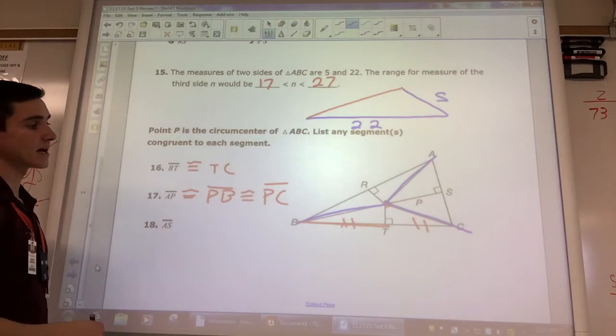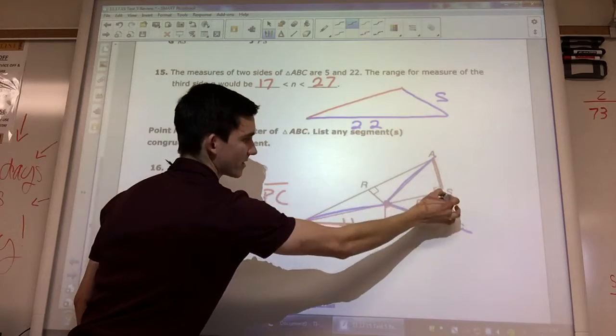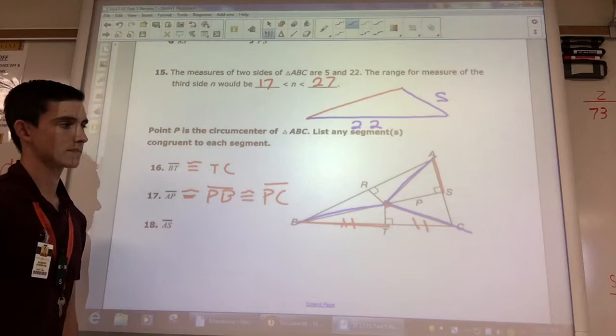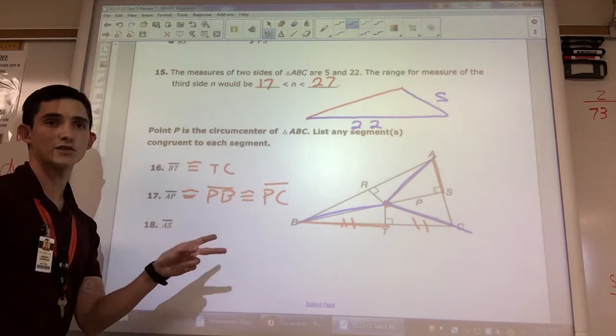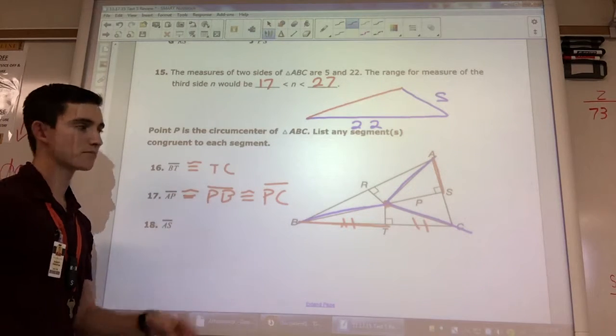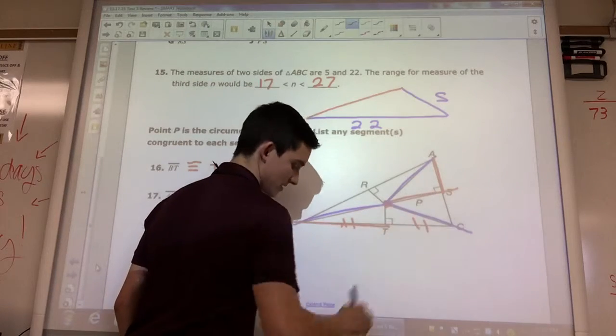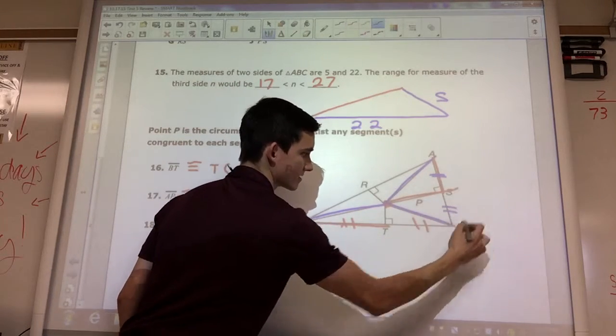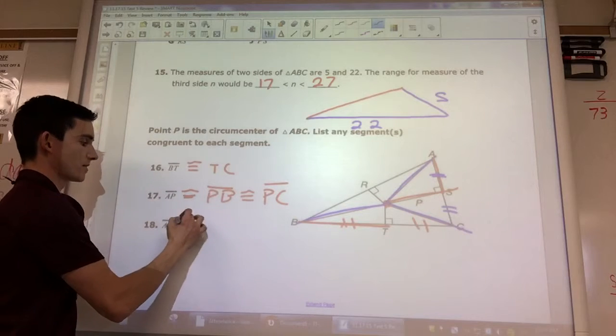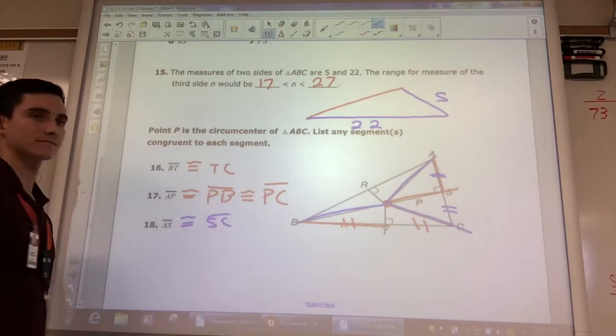All right. AS, from there to there. Which one's the same as AS? SC. How do you know that? Because it looks like it? No, because it's a perpendicular bisector. That is bisecting, so this is the same as that. So that's congruent with SC.